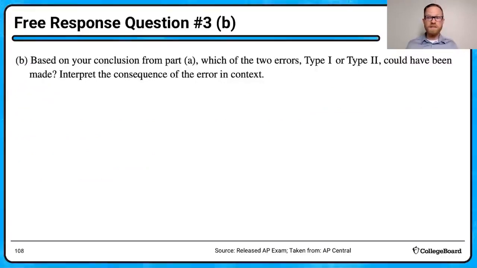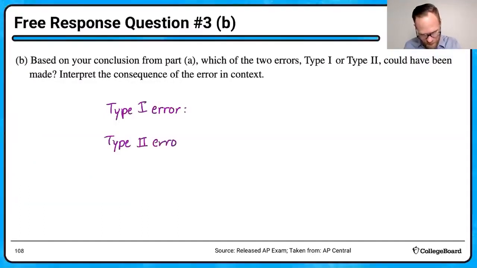All right, part B, the final part here says, based on your conclusion from part A, which of the two errors, type 1 or type 2, could have been made? Interpret the consequence of the error in the context. Now, in a previous session, we talked about the definition of a type 1 and type 2 error, but let me just remind you real quickly of a type 1 error versus a type 2 error.